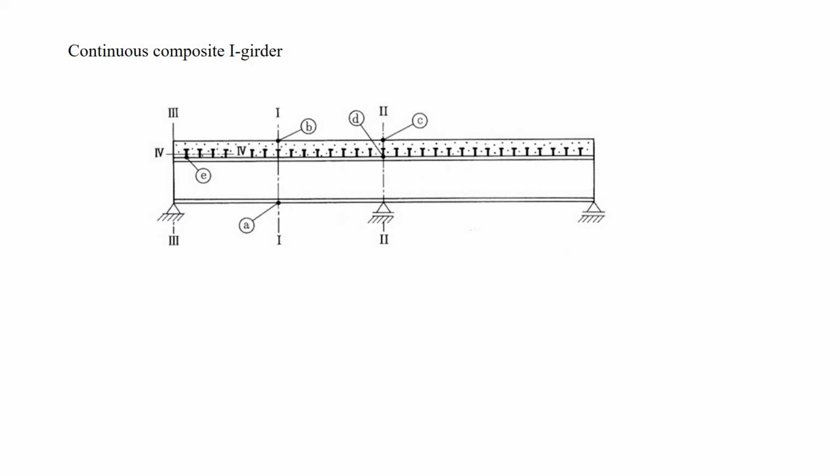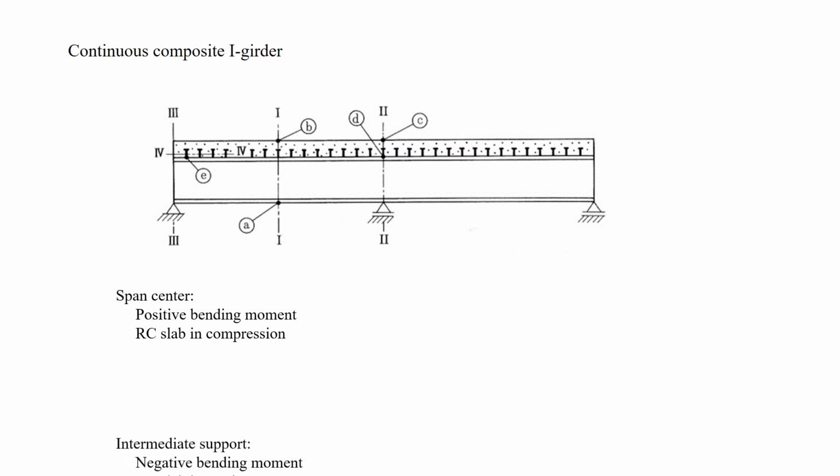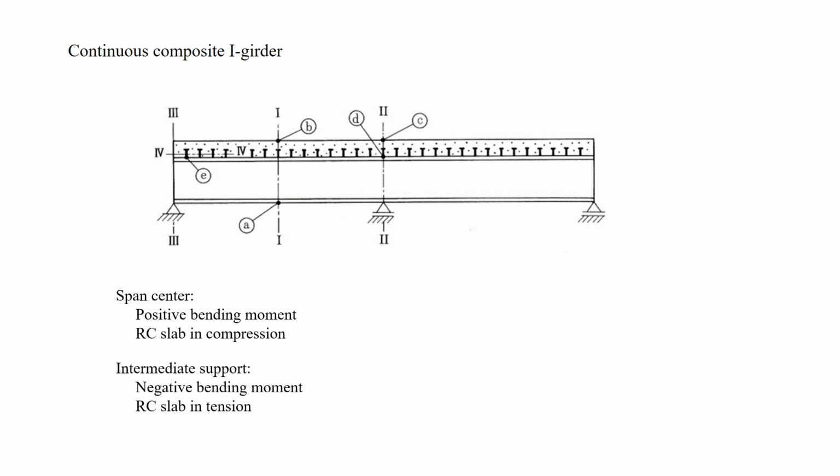Conventionally, the steel concrete composite girder is applied to a simple girder. In recent years, the continuous composite girder is sometimes adopted. In this case, at the span center, bending moment is positive and the RC slab is in compression, which is the same as the simple girder. However, at the intermediate support, bending moment is negative and the RC slab is in tension and does not contribute.